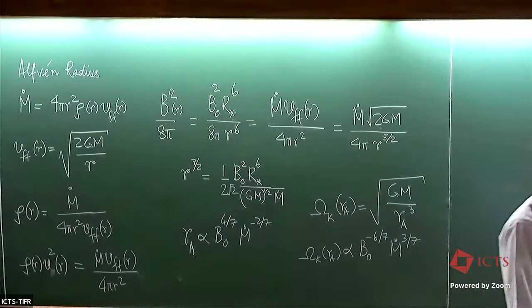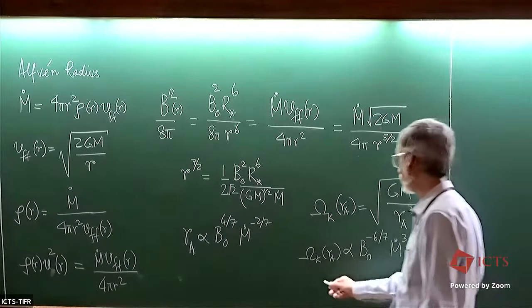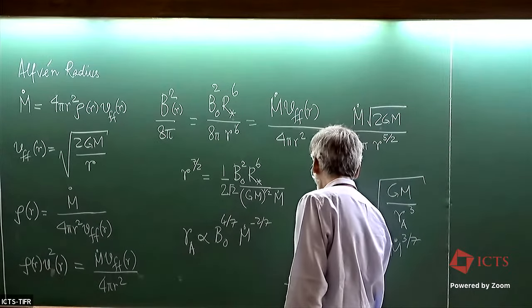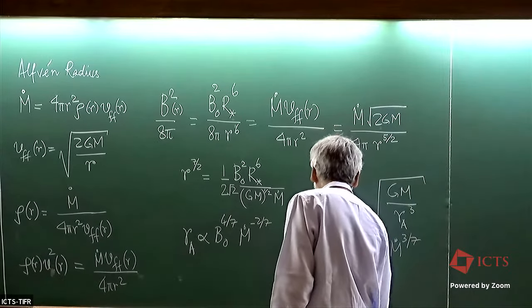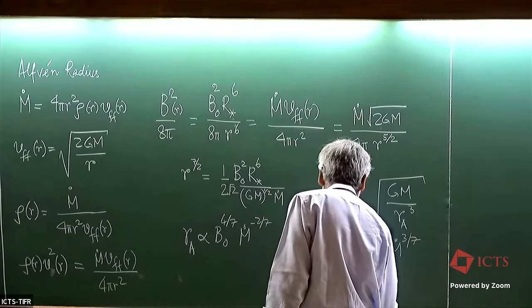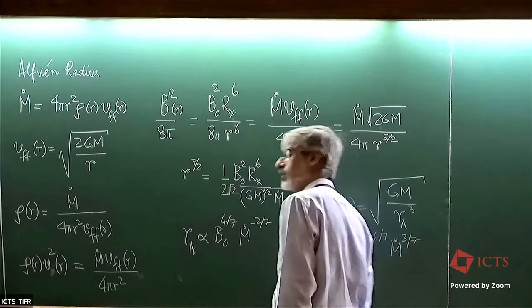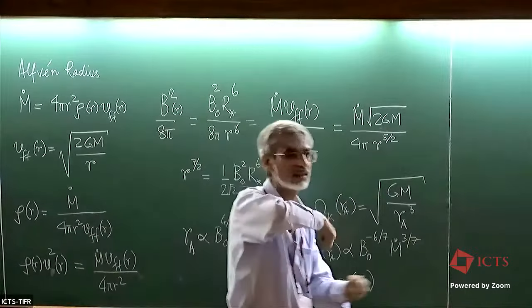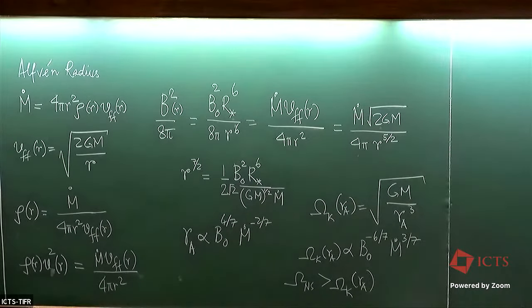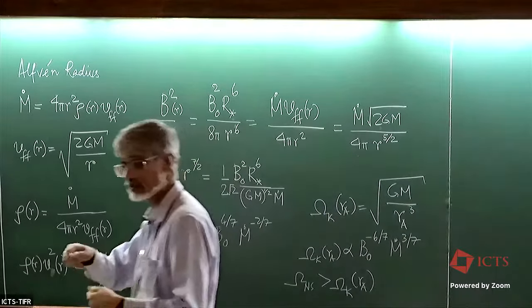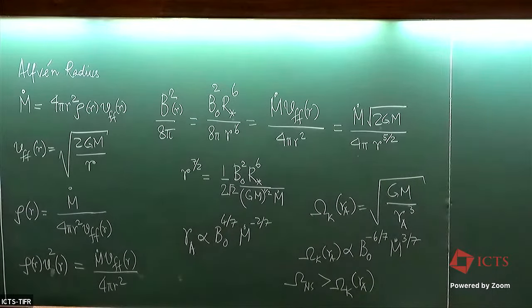If omega neutron star is larger than omega K at Ra, then this is going to get flung around at a speed which is larger than the centripetal force required to hold the matter in orbit. So it's going to exceed the gravitational attraction. Centrifugal force is going to exceed the gravitational attraction. So matter is going to get flung out.